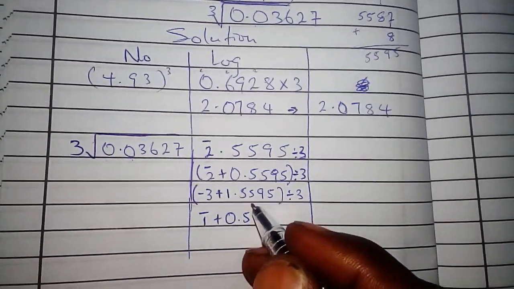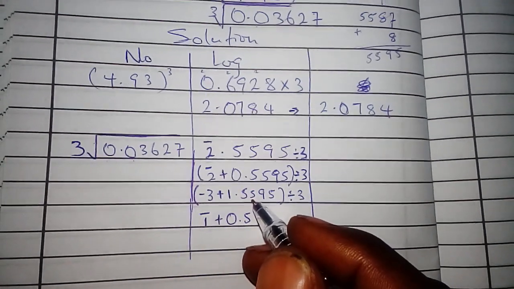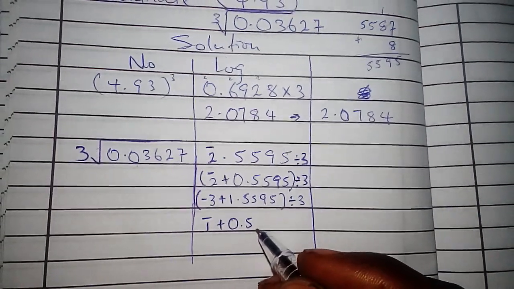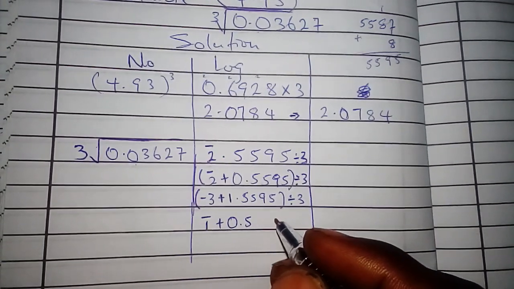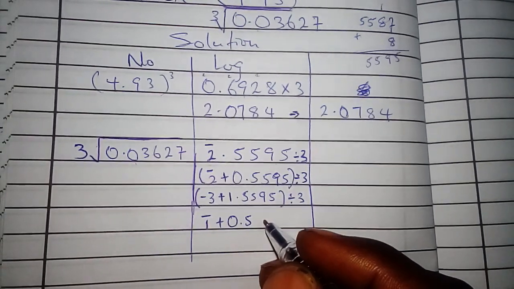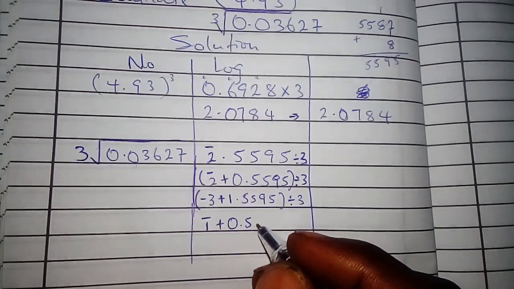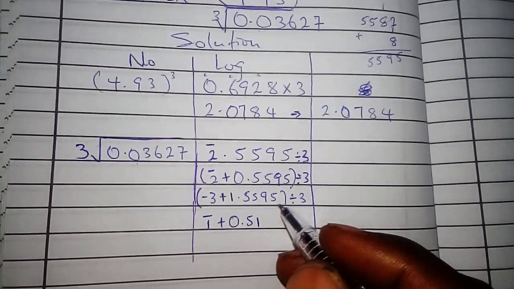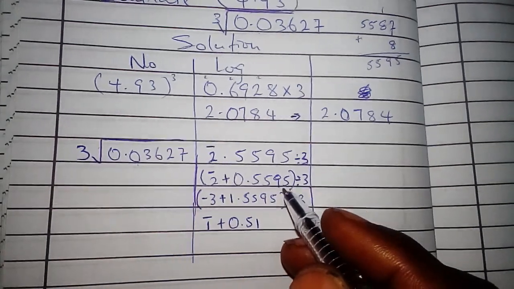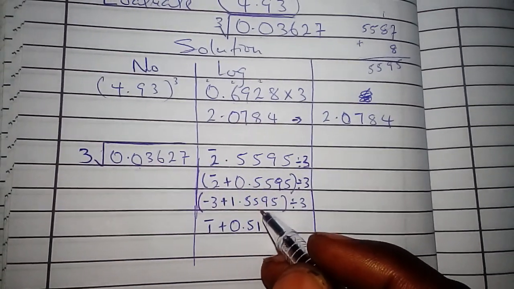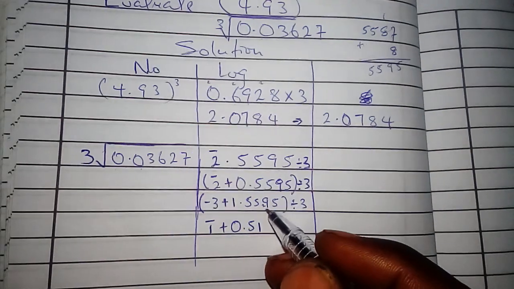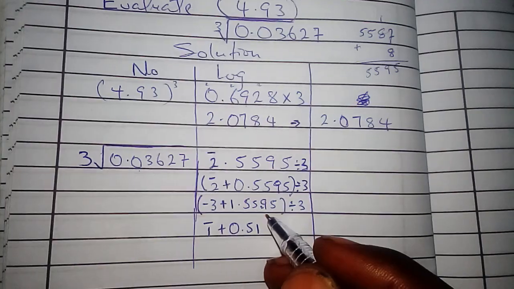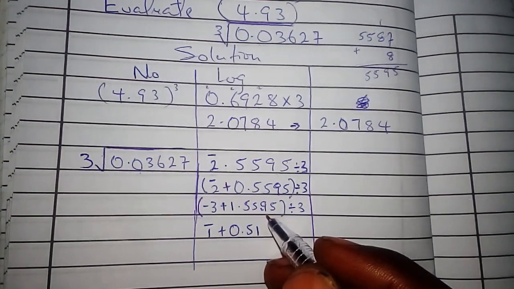Then 3 divide 5 will give me a 1 remainder 2. Give me 1 remainder 2. So here I'll have my 1 remainder 2. So my remainder 2 will now join this 9, which is 2 9, which is 29 now. So 3 divide 29, of course, will give me 9.